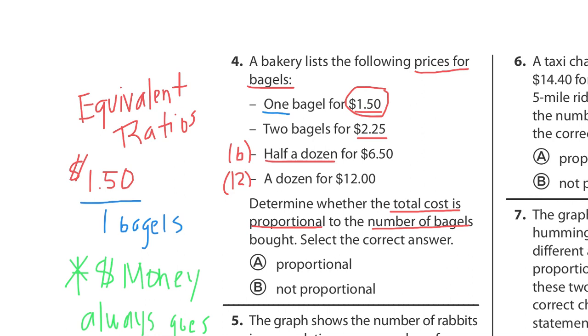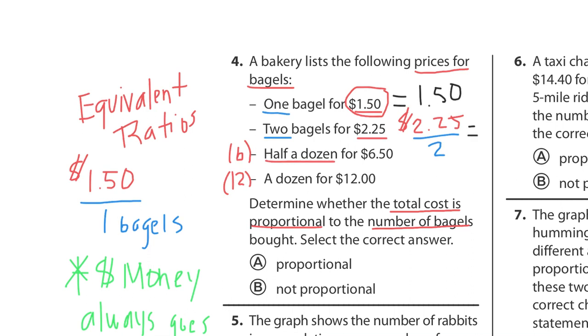So $1.50 divided by 1 is $1.50. So this one is $1.50. Let's look at $2.25 divided by 2 bagels. Remember, money always goes on top. So now we get, let's bring out the calculator.